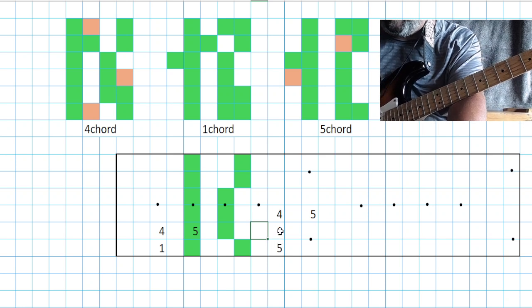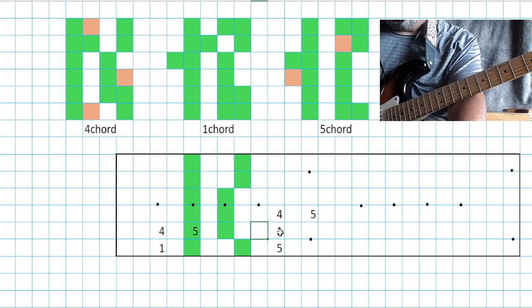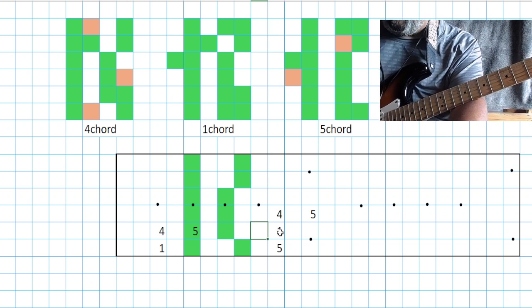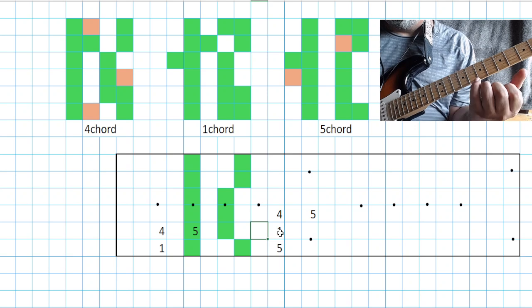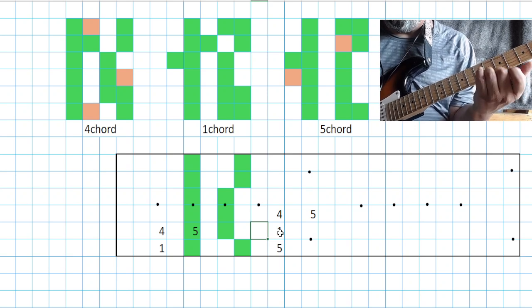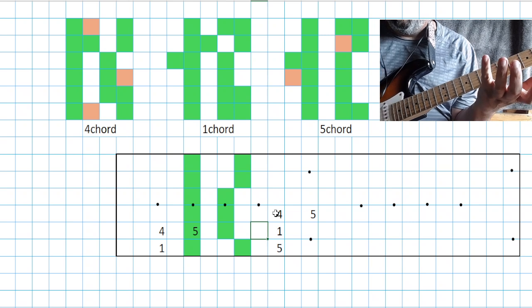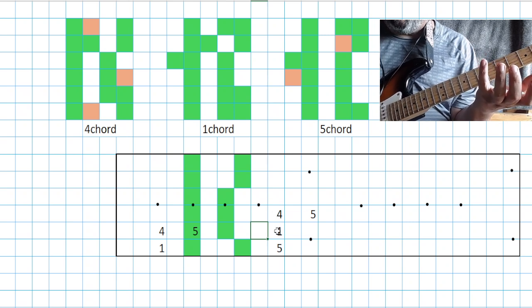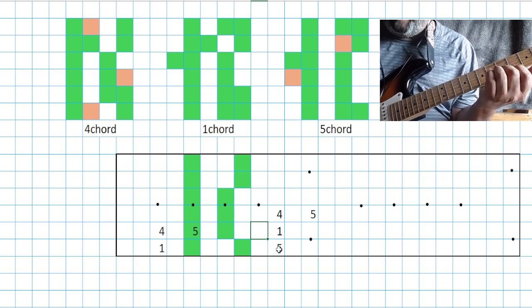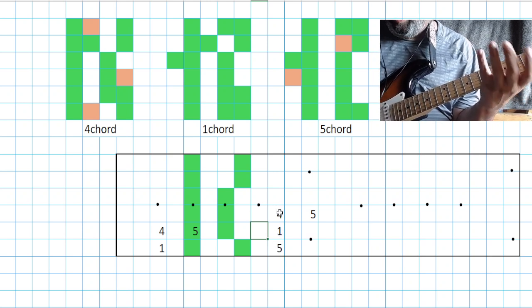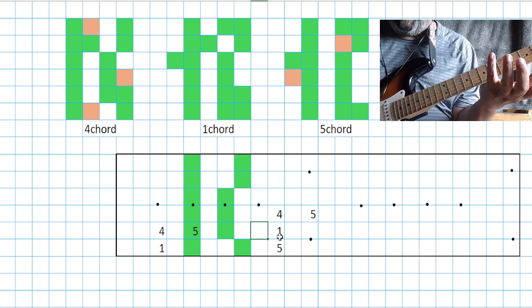So whatever scale shape I was using really just needs to move to change chords. To change to the 4, I can move the exact same scale shape down, and to get back to the 1, ratchet it back up, and then click it up one for the 5 and bring it back down for the 1, or going to the 4 and then back to the 5.